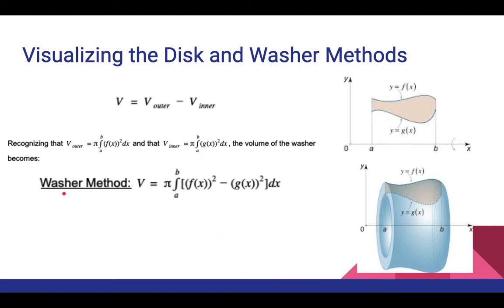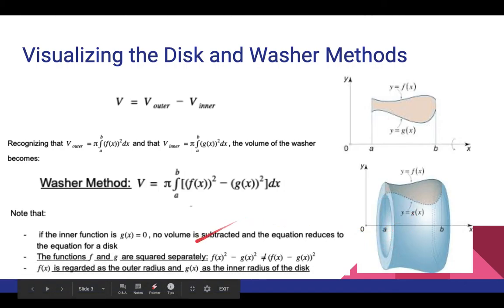We call it the washer method because it's hollow like a washer instead of like a disk, which has a solid center. Okay? So please note that if your inner function g of x is equal to 0, aka it's just the x-axis, no volume is subtracted, and the equation reduces to the equation for a disk. So g of x becomes 0, and then we're just left with f of x squared, so it reduces to the equation for a disk.